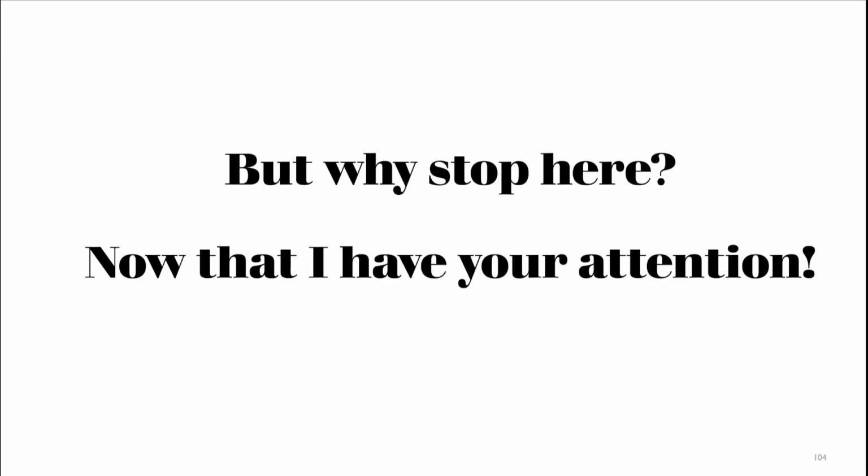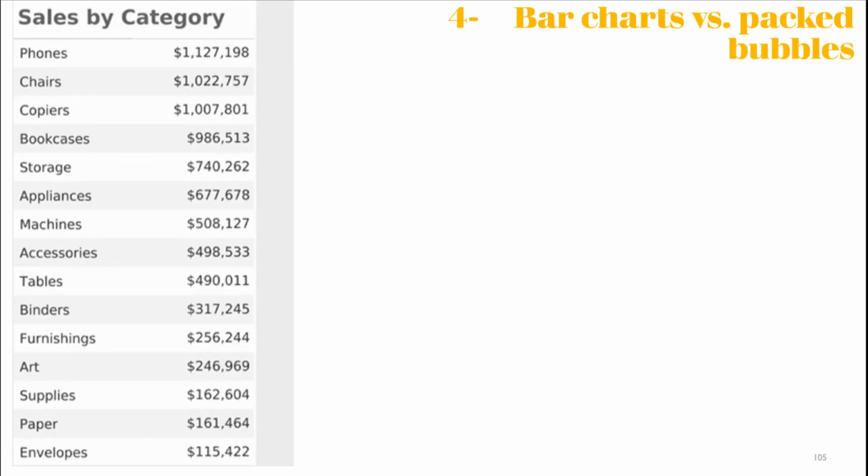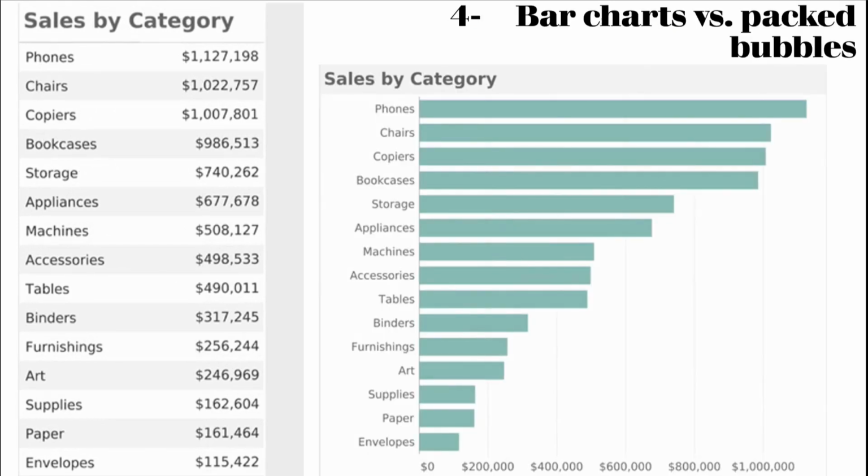But why stop here? We learned other types of pre-attentive attributes to use to your advantage. So just to remind you which ones are good and which ones are not so good. If I have data like this, sales by categories, we talked about the bar chart, so it's good to use a bar chart, but also make sure to sort the bars so the information pops up quickly for you.